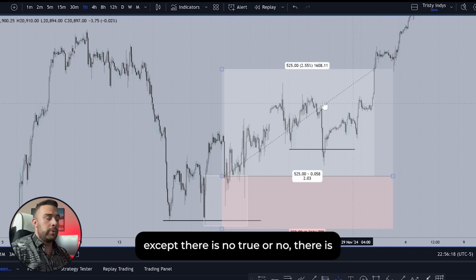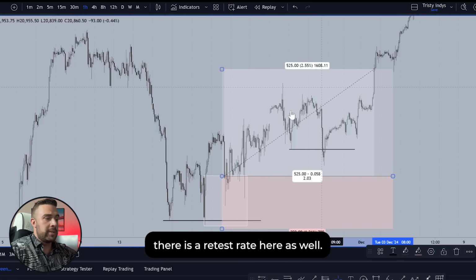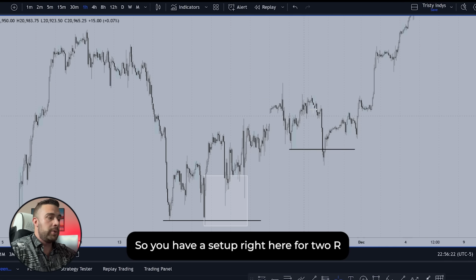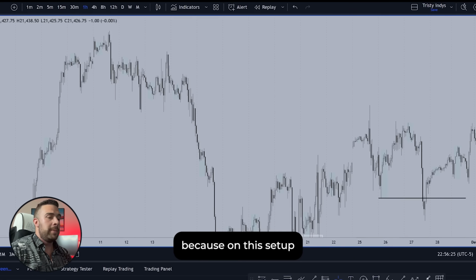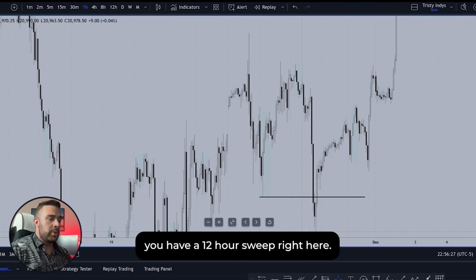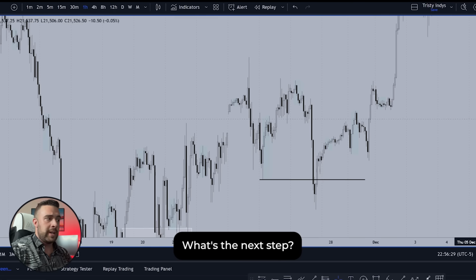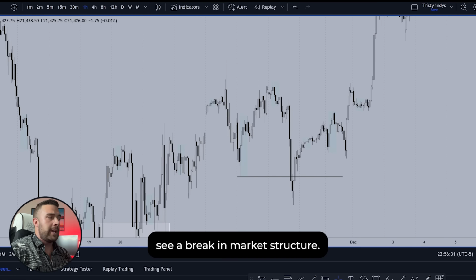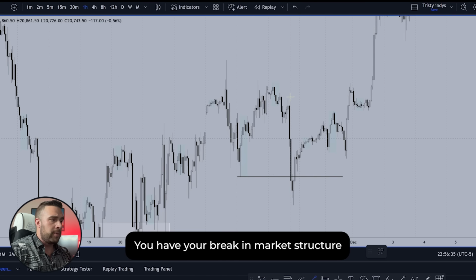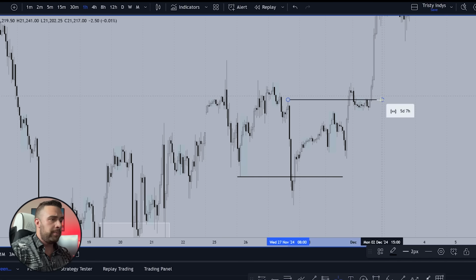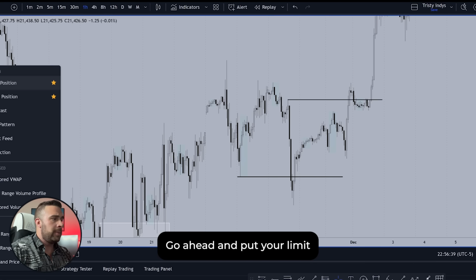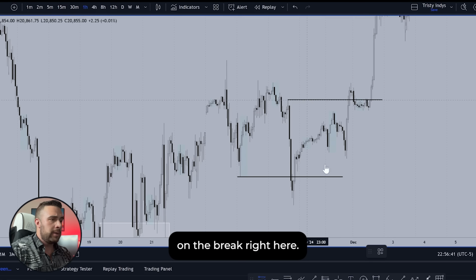It also gave another setup here, as there is a retest right here as well. So you have a setup right here for 2R, and you have another one right here, because on this setup you have a 12-hour sweep right here. What's the next step we need to see? We need to see a break in market structure. So you have your 12-hour sweep, you have your break in market structure right here. Go ahead and put your limit on the break right here.